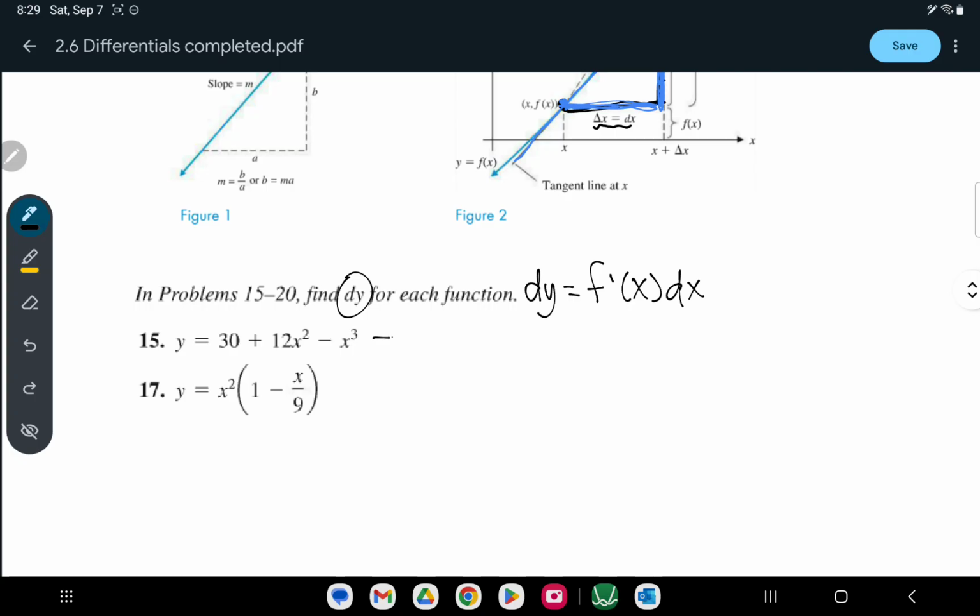So I'm just going to find the derivative here. dy equals the derivative. Derivative of 30 is 0. Derivative of 12x squared is 24x. And the derivative of negative x cubed is negative 3x squared. And then I just need to multiply it by the change in x, which we don't have, so I'm just going to leave it as dx.